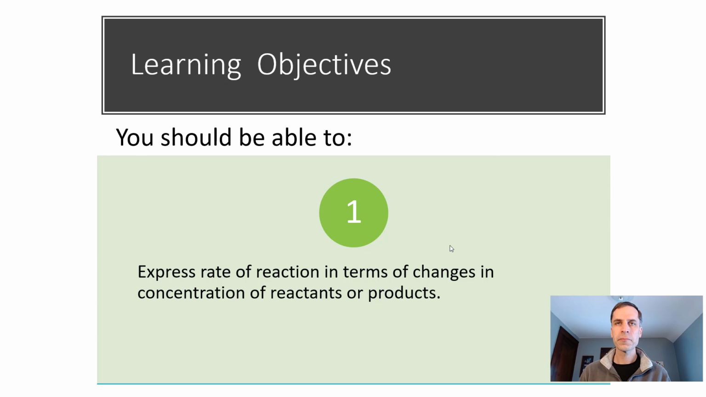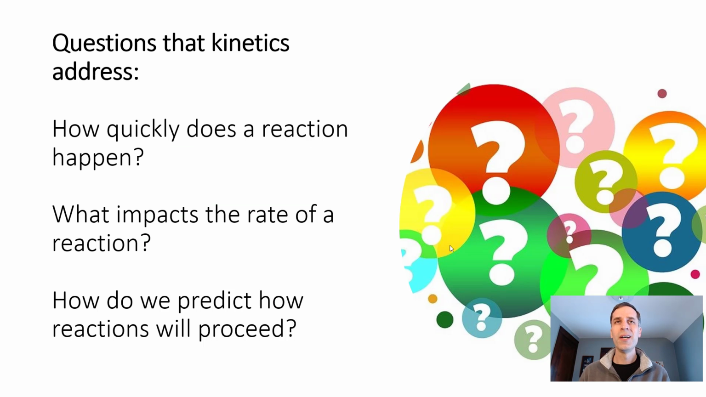Now, one of the things I want to point out is part of the reason that we're really studying chemical kinetics is it allows us to address some really important questions. Things like how quickly does a reaction actually happen, what kinds of things impact the rate of a reaction, and how can we actually predict how reactions will proceed. And so you guys have already started to work on what impacts rates of reactions through the screencast, so you're probably already starting to have some answers there. But also, those other ones we'll get to throughout the next couple of sessions of class here.